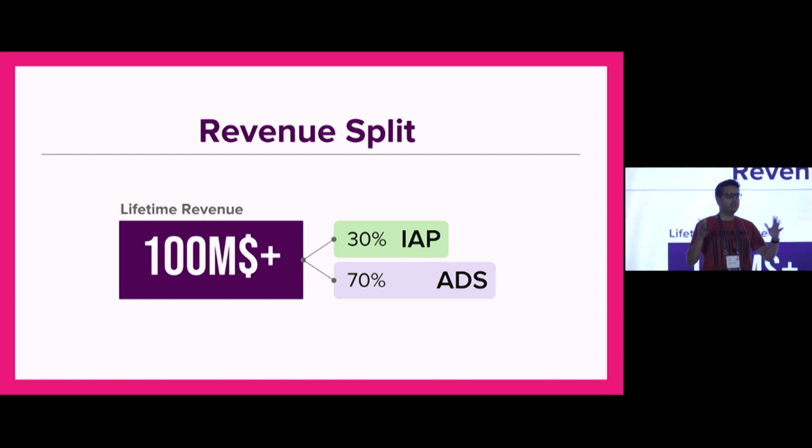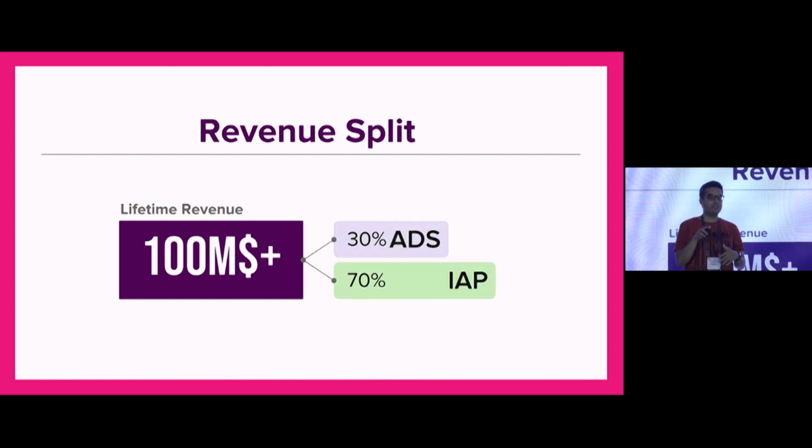And you would assume that most of this revenue would come from ads, because in India, that's usually what you would see. In companies, only 30% would be IAP. But we've done it the other way around. For us, just 30% of revenue comes through ads and 70% through IAP. And that's what I want to talk to you guys about today.